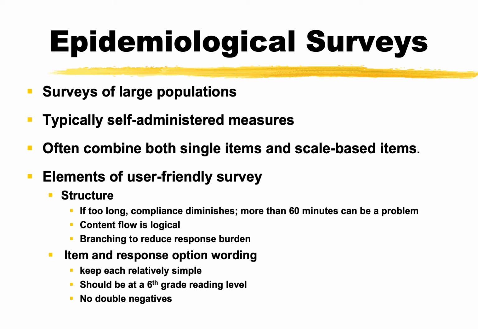At the item level, it's important that both the item wording and the response options are relatively simple, be kept at a 6th grade or lower reading level, and it's important to avoid double negatives that can confuse people.